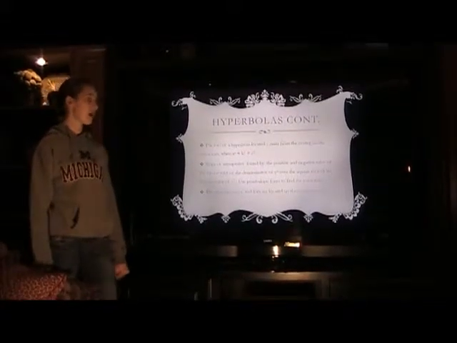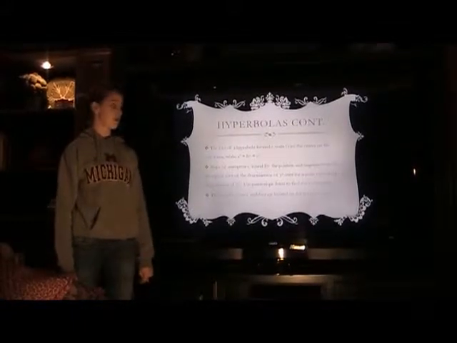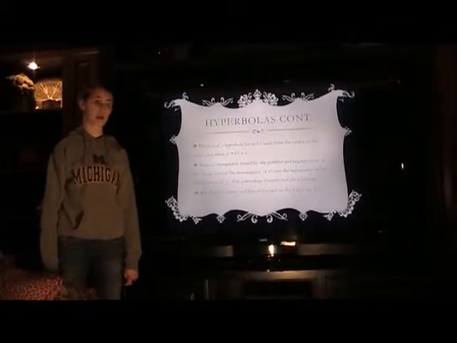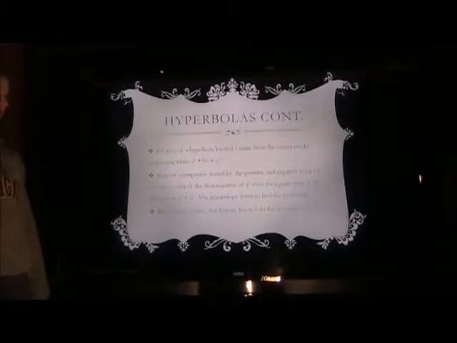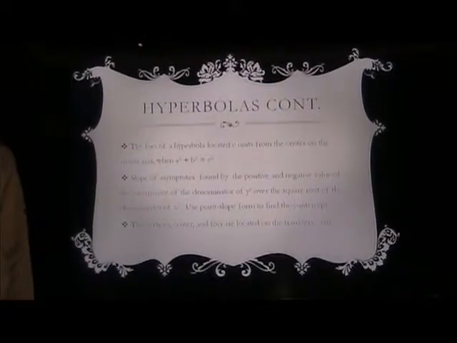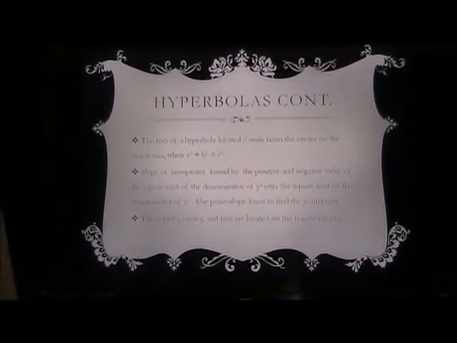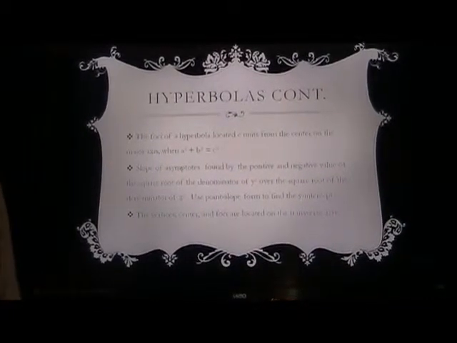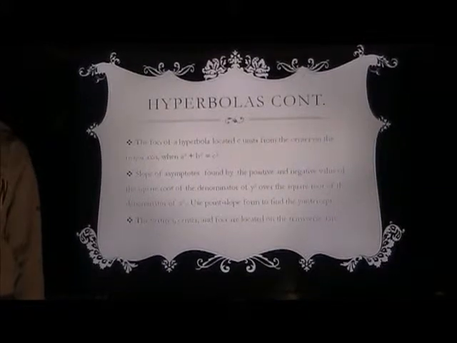The foci of a hyperbola are located c units from the center on the major axis, where a squared plus b squared equals c squared. The slope of the asymptotes is found by the positive and negative value of the square root of the denominator of y over the square root of the denominator of x squared. Use point-slope form to find the y-intercept. The vertices, center, and foci are located on the transverse axis.